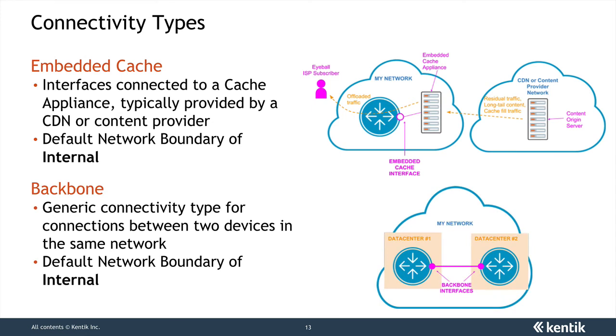Backbone connections are a general term for connections which are between 2 devices within the same network, whether or not they are within the same data center. In networks which have separate backbone and data center teams, the backbone connections are typically outside of the data centers, while using the data center and aggregation interconnect types within a data center for connectivity type classifications. These also have a network boundary of internal by default.